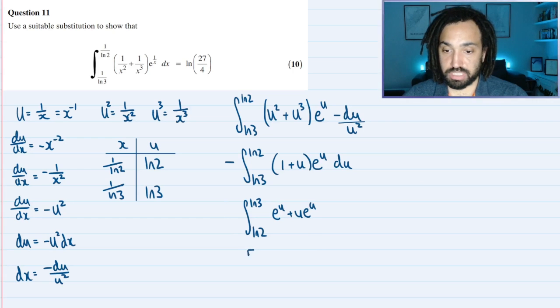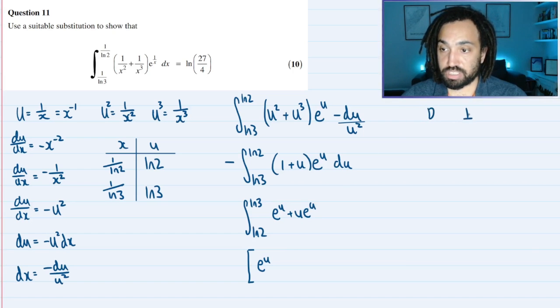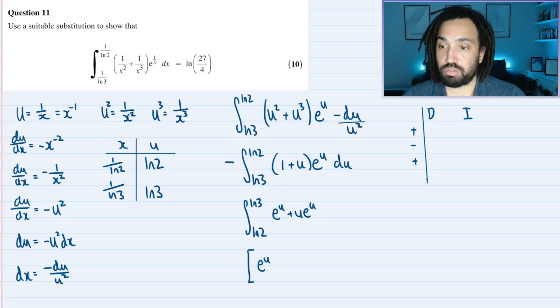Right, so what is this going to integrate to? Well, e to the u integrates to e to the u. This one we're going to have to do by parts. And I'm going to use the DI method because it's so quick and so efficient if you know how. So you write DI at the top. You just draw a little table like this.